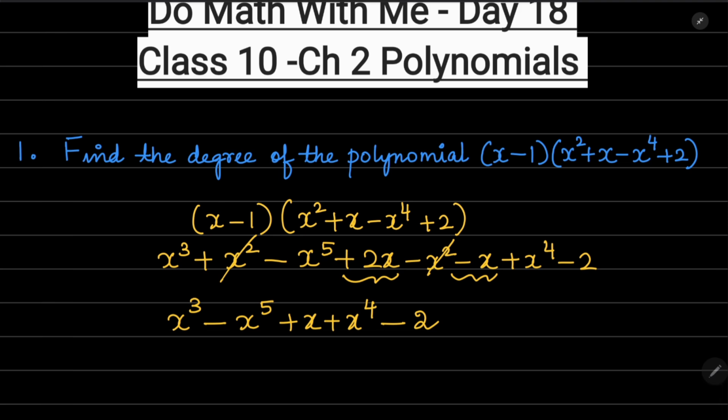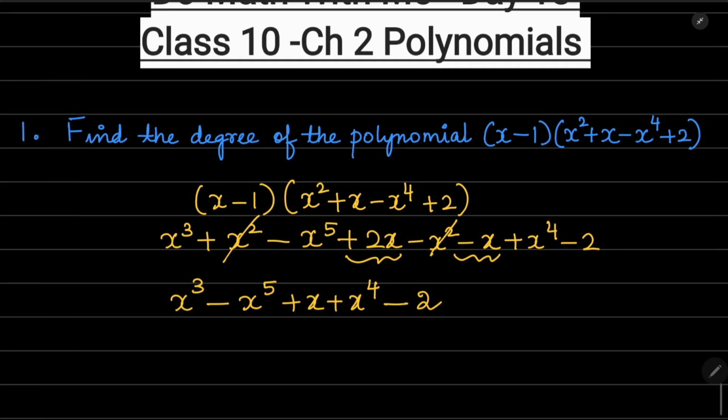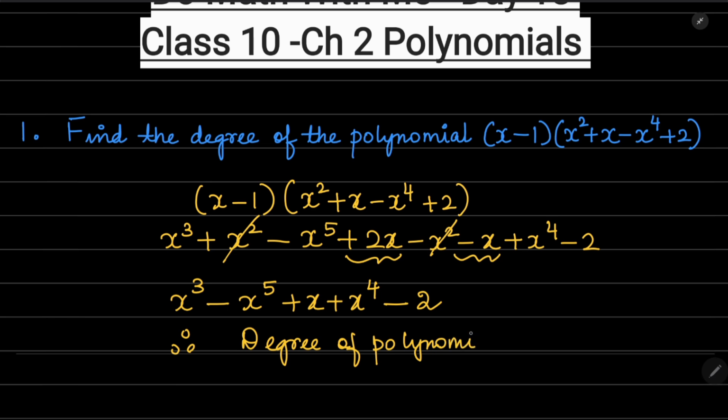Now what is the variable here? Variable is x. What is the highest power of x? In the first term it's 3, 5, and then it's 1, 4. So what is the highest power? It is 5. So therefore the degree of this polynomial is 5. Okay, this is your answer.